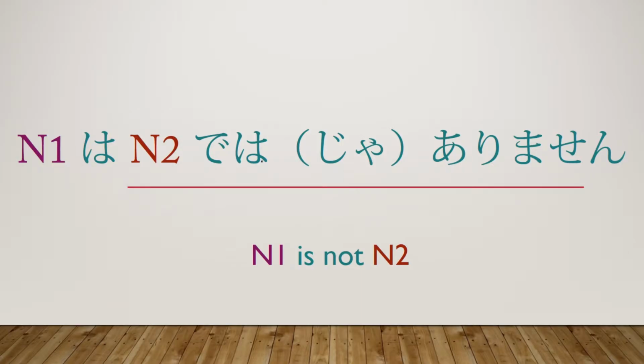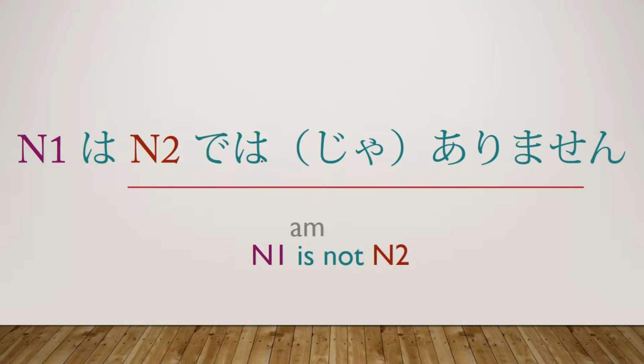Okay, as you see, our grammar structure for today is noun 1 wa, noun 2 dewa or ja arimasen. So what does this translate to in English? Well, in English, this is noun 1 is not noun 2. So it's the exact opposite of the first part of this lesson, which was noun 1 wa, noun 2 desu. So dewa arimasen or ja arimasen is the opposite of desu. It's saying that noun 1 is not noun 2, not noun 1 is noun 2.